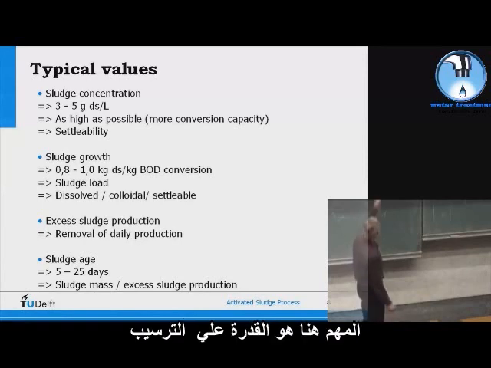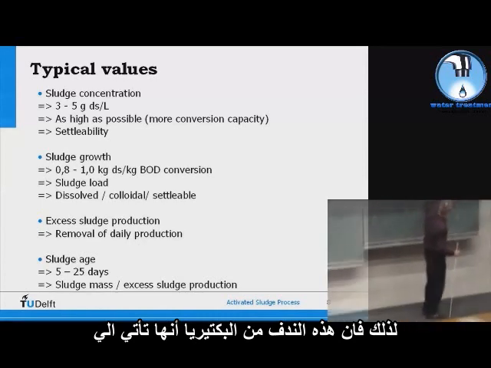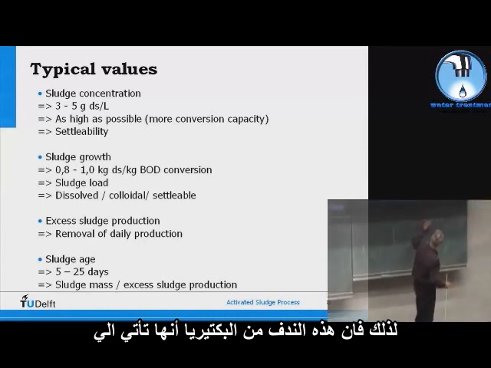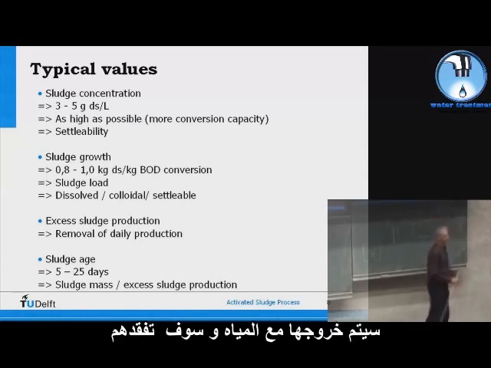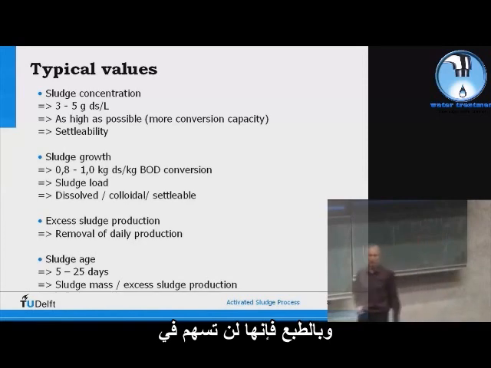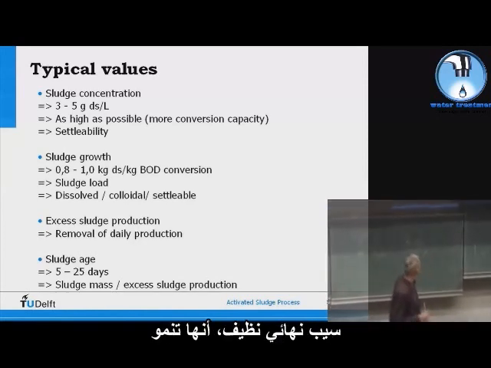Yeah, so important is the settleability, because if it doesn't settle, so these flocks of bacteria, they come in the settler, in the sedimentation tank, and they need to settle. Otherwise, they will be washed out, and we will lose them. And of course, they won't contribute to a clean effluent.